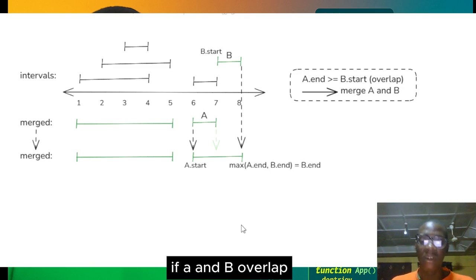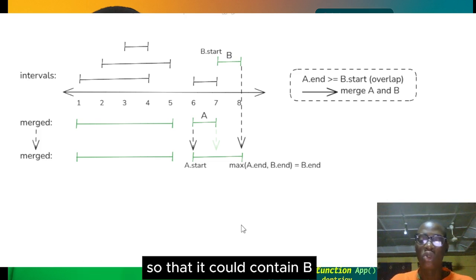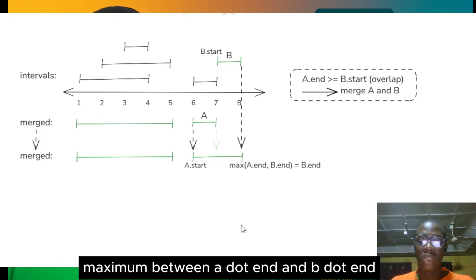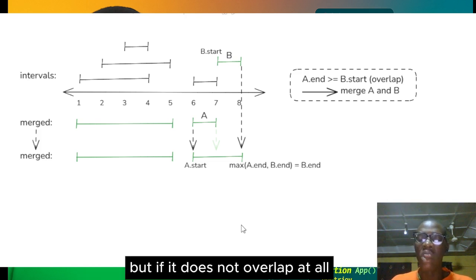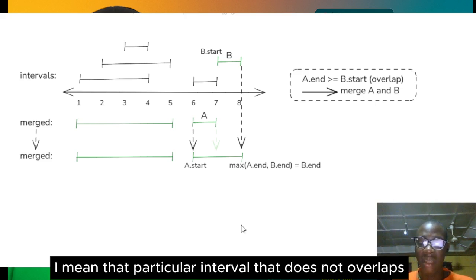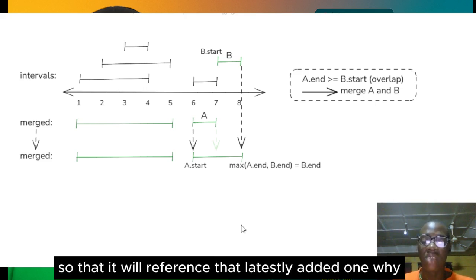If A and B overlap, then we need to update A in the merged output so that it could contain B. So by doing A.start and maximum between A.end and B.end. But if it does not overlap at all, we just need to add that particular interval that does not overlap into the merge array, and we have to update our A so that it will reference the latest added one.